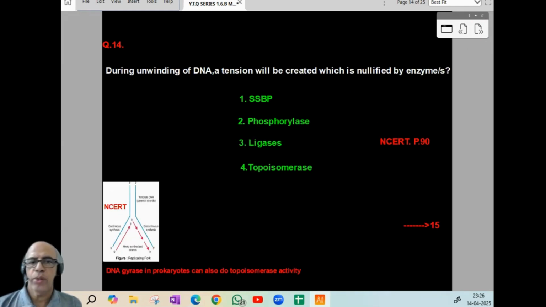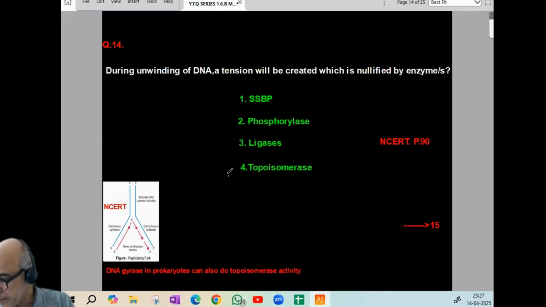Now coming to 14. During unwinding of DNA, tension will be created, which is nullified by the enzyme topoisomerase. Option is 4. And DNA gyrase, that is another enzyme. Gyrase in prokaryotes can also do topoisomerase activity, reducing tension while unwinding. So option is 4. Now coming to 15.